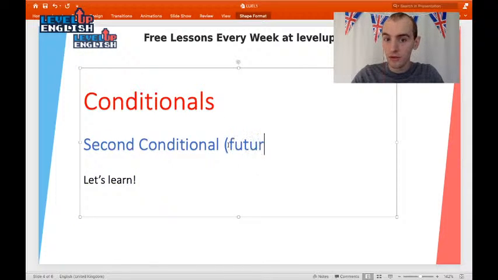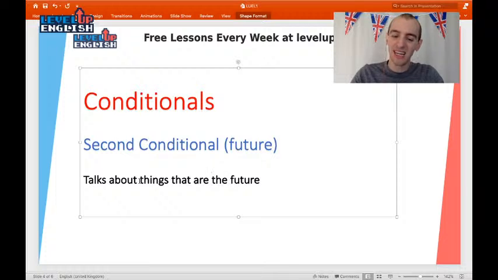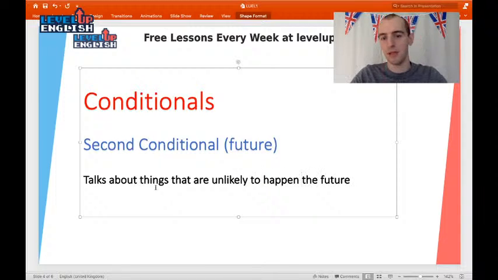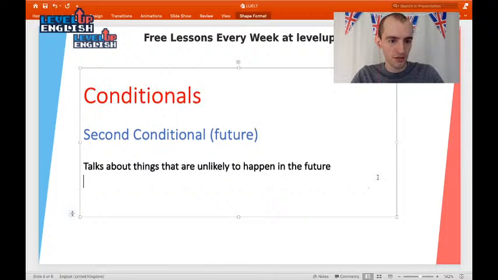Second conditional also talks about the future. It's very similar to first conditional. The structure is as follows. Before we talk about structure, why we use it. It talks about things that are unlikely to happen in the future. So remember, first conditional was likely to happen. Second is unlikely to happen. So they're very similar, but the structure is a bit harder.